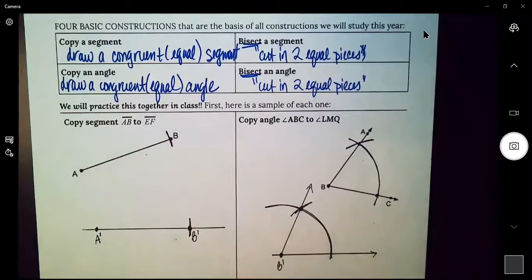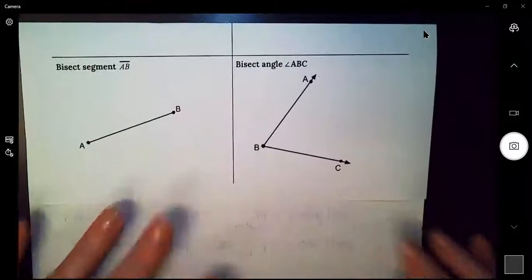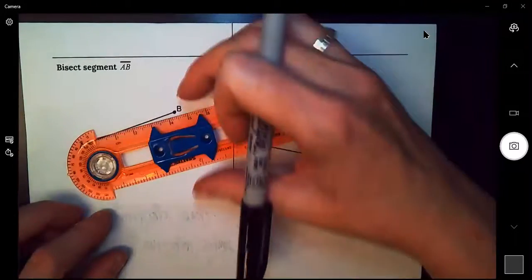Okay, so the next two, we need to bisect an angle and bisect a segment. Excuse me for a moment. I need to fold my paper in half so you can actually see everything. There we go. So bisect a segment.